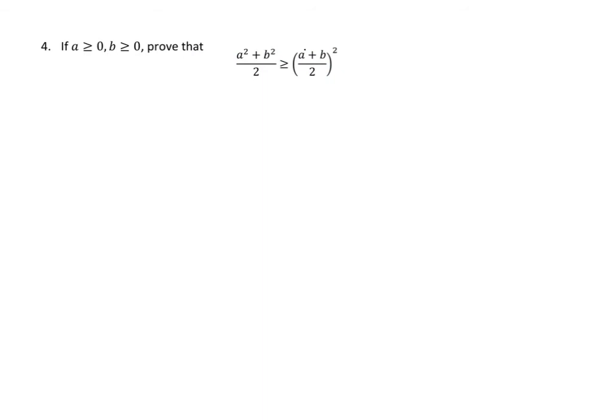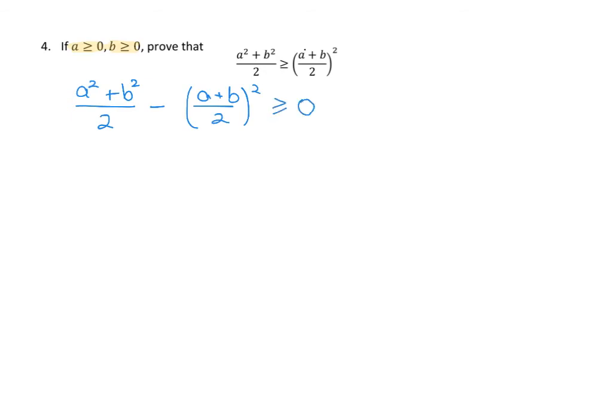Now if we have a look at this final question, again we have 2 variables that are positive or 0, and a statement involving square values where we can start, just as we have with the last 2, by considering the difference between them. So I'll start by bringing that expression that's sitting on the right-hand side over to the left and subtracting it from the expression that was already there.